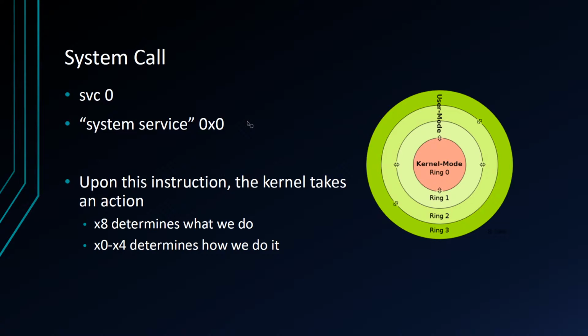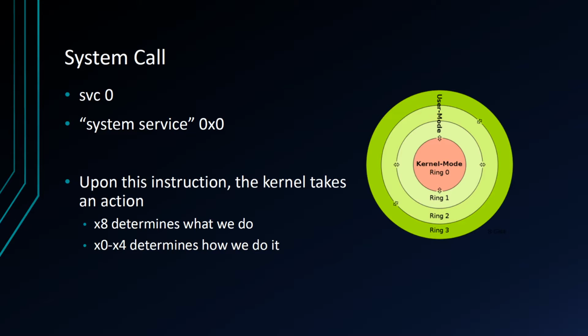And then similar to the previous tutorial, to do anything, our process, the user mode area, needs to request a service from the kernel. The way we do this is using a system call, which in AArch64 is this instruction: svc 0, or supervisor call 0. And then when that instruction gets run, the kernel takes action. The action that it performs, the syscall number, is stored into X8, and X0 through X4 determine how we do it, very similar to how ARM32 did system calls.